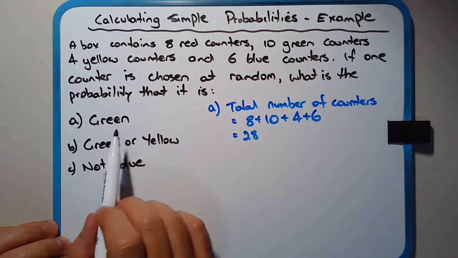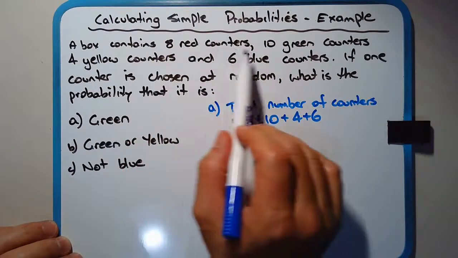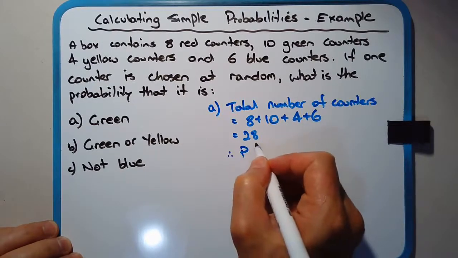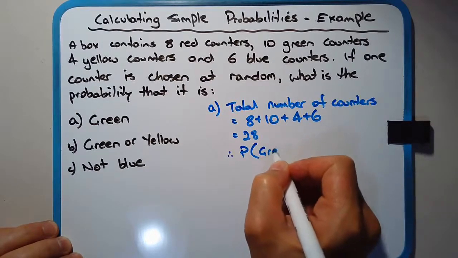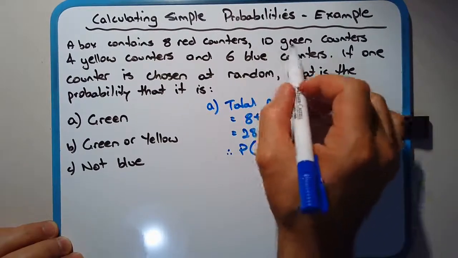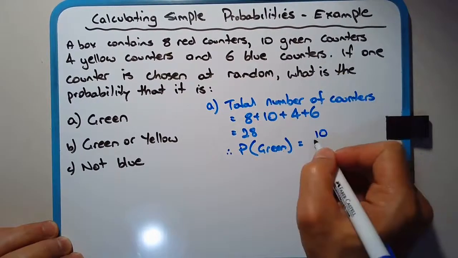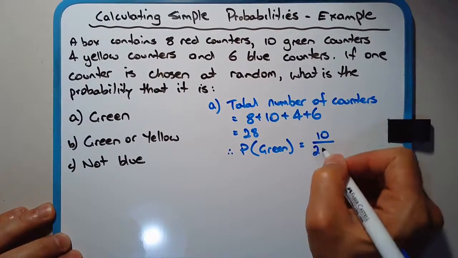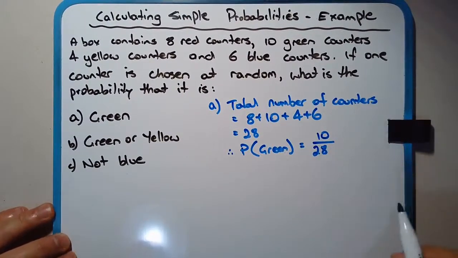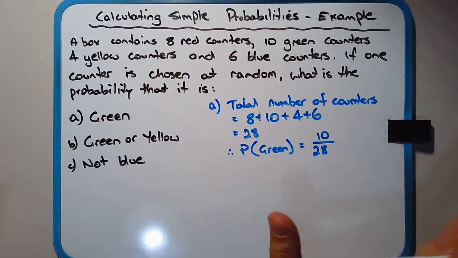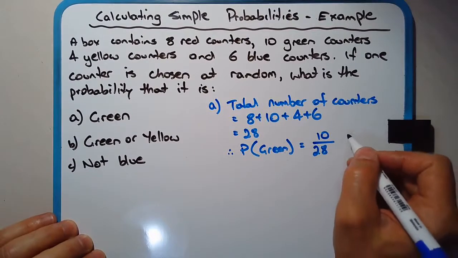So let's see how many of them are green. We're told in the question that there are 10 green counters. So therefore, the probability of green is equal to the favoured outcomes. So there's 10 green counters over 28. Okay, we could simplify the fraction if you want to, but at this point, it's okay to just leave it as it is for the time being.